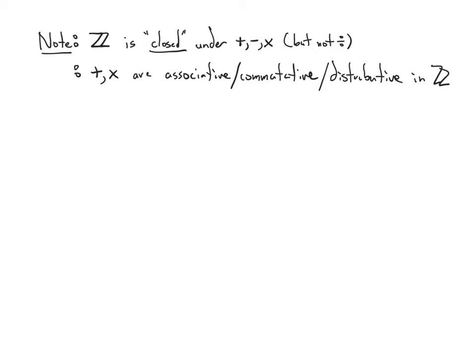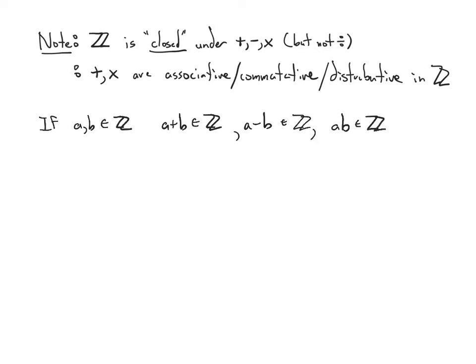And what do I mean by closed? Well, closed means that if I do one of these operations here, plus, minus, or times, with two integers, I get another integer. So if a and b are integers, well, I know that a plus b is an integer. If I add two integers, I get an integer. If I subtract two integers, I get an integer. And when I multiply two integers, I get an integer.